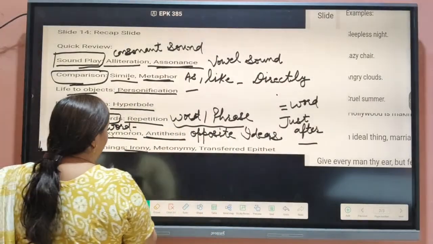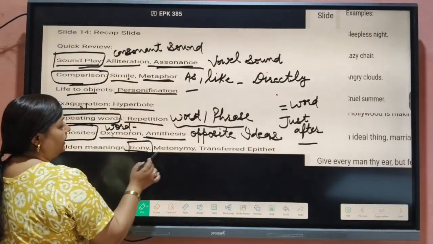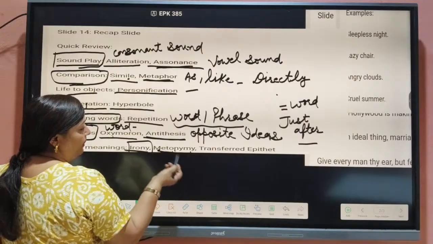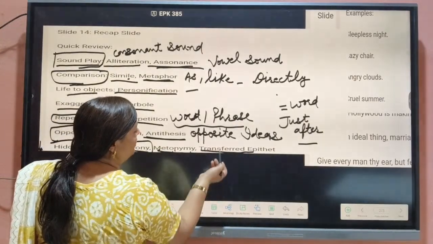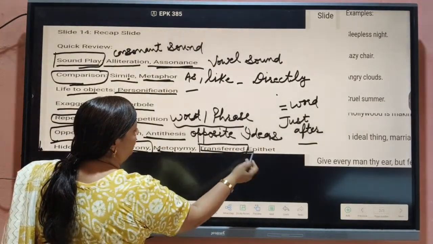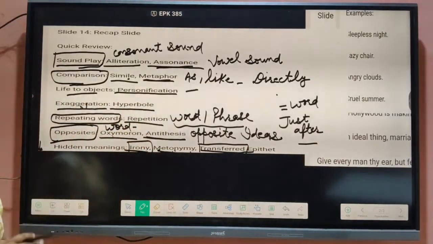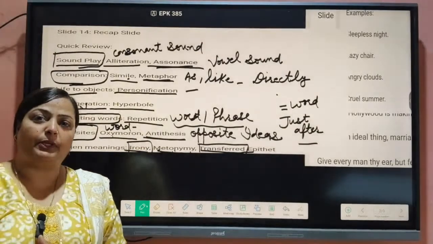And in irony, there is a hidden meaning. In metonymy, we give the changed name. In transferred epithet, we transfer the quality of people into things. In this way, we have completed our topic, figures of speech.